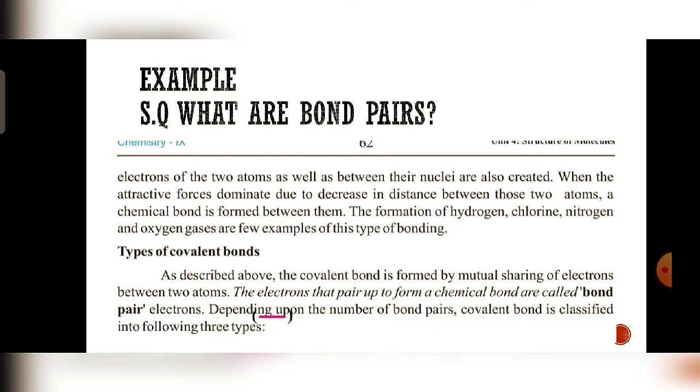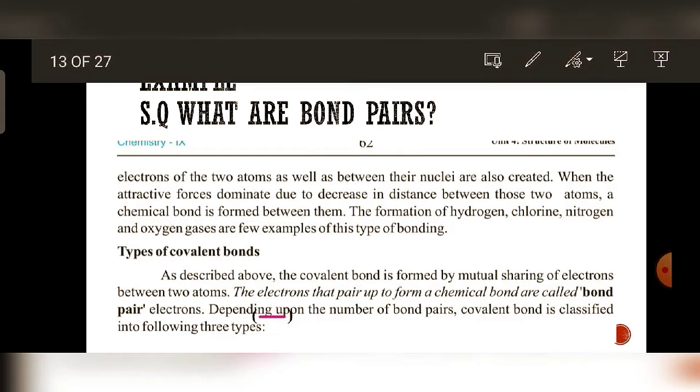As described above, you should cut these words, and long question 4 of the exercise will start from here. The covalent bond, it is the long question 4 of the exercise, and it is starting from here. Types of covalent bonds is the main heading.